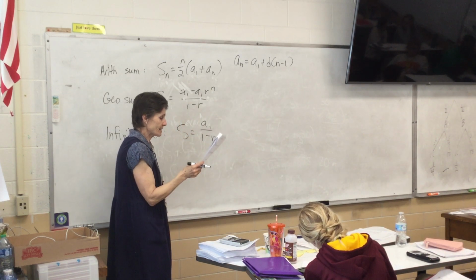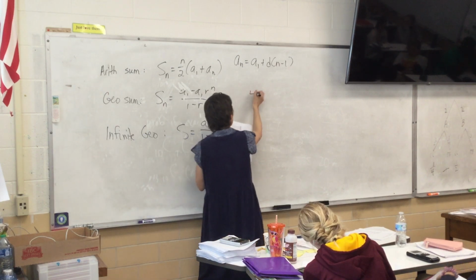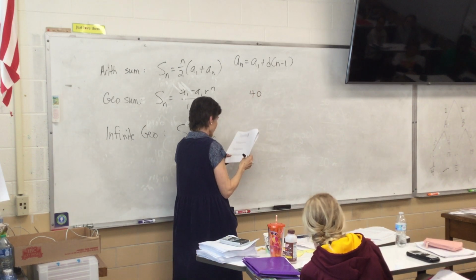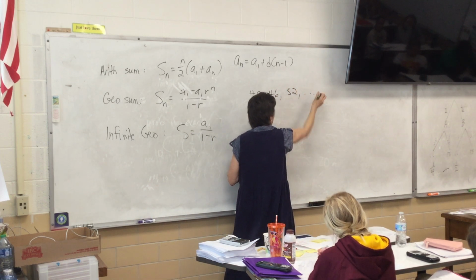All right, Trey has decided he'll begin saving money every day. He sets aside 40 cents the first day, 46 cents the second day, 52 cents the third day, and so on.